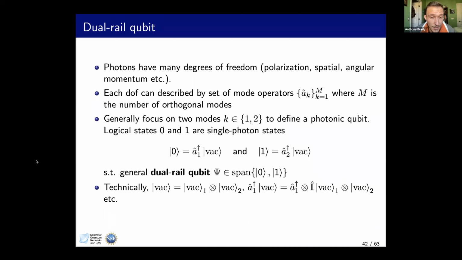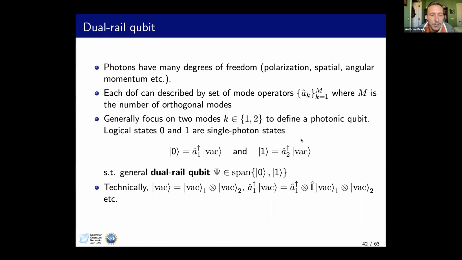For polarization, the photon can only have 2 polarization states, so m is only 2 there. But for example, angular momentum can run from L equals 0 to L equals infinity. So this can be an infinite number of modes, a large number of modes, or just a few modes. But we'll only focus on 2 modes. No matter how large m is or what the degree of freedom is, we'll just pick 2 of the modes out of the basis and define a photonic qubit from there.